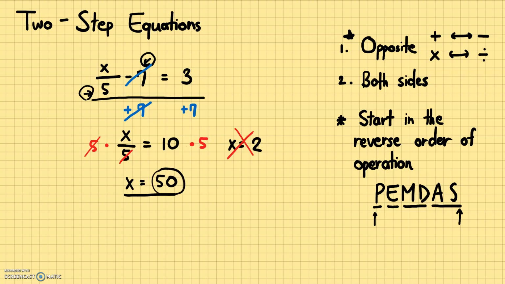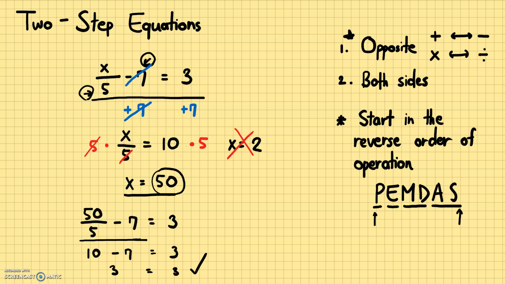And I encourage you to check your answers. So plug the 50 back into the original equation. So the original equation is 50 over 5 minus 7 equals 3. And check, does this actually equal 3? Well, what is 50 divided by 5? That's 10 minus 7 equals 3. 10 minus 7 does equal 3. Okay, so you can check this way.